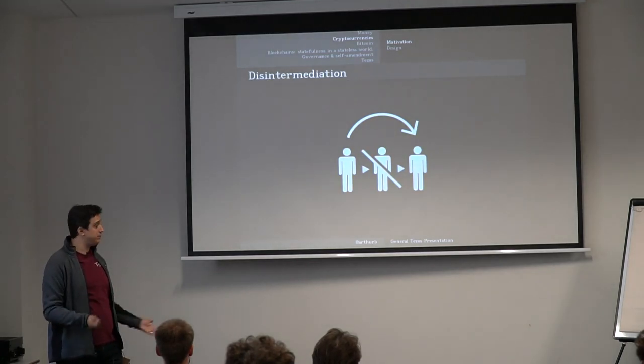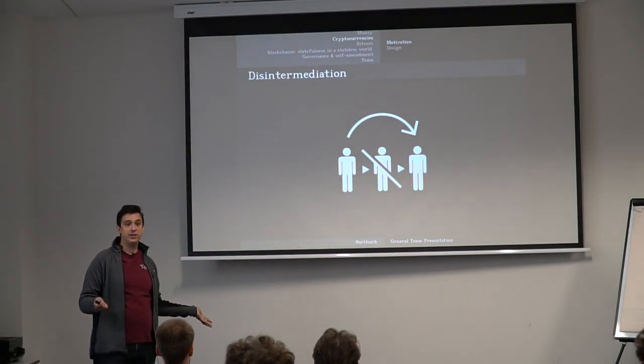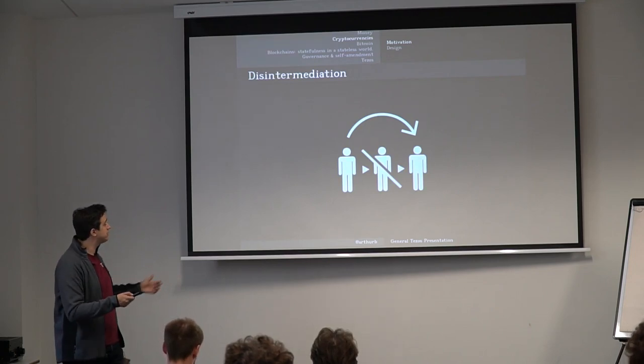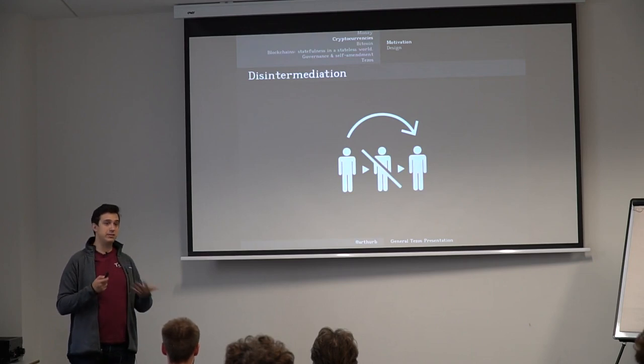Disintermediation. So right now, again, to use your money, you need to have someone there. That person may be charging you money for doing it. They may be disagreeing with how you're spending the money. They may be spying on you.